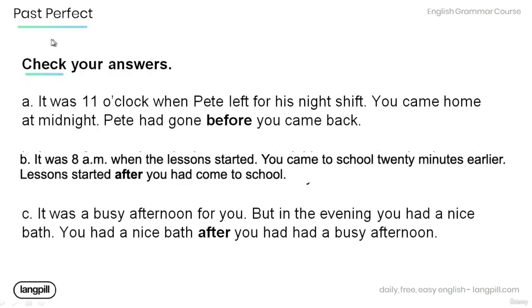And now, let's check your answers. It was 11 o'clock when Pete left for his night shift. You came home at midnight. Pete had gone before you came back. It was 8 a.m. when the lesson started. You came to school 20 minutes earlier. After. It was a busy afternoon for you, but in the evening you had a nice bath. You had a nice bath after you had a busy afternoon.